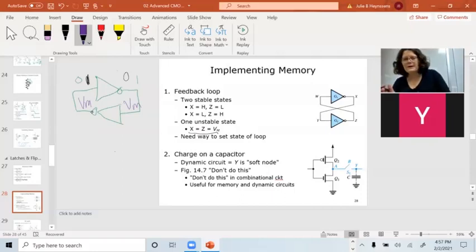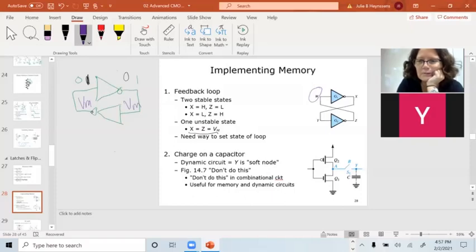We need a way to set the state. So we need a way to actually feed in a value of W or X or Y or Z, any place in here, of a 0 or a 1. Once that value gets fed in there, it will maintain that state forever. So that's the idea of a latch. So now I just have to be able to put input into this thing.